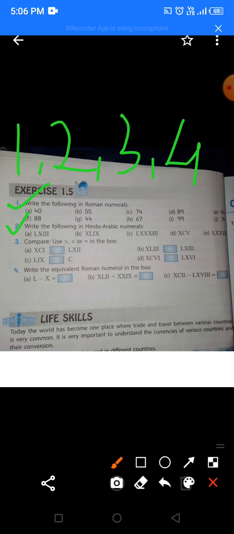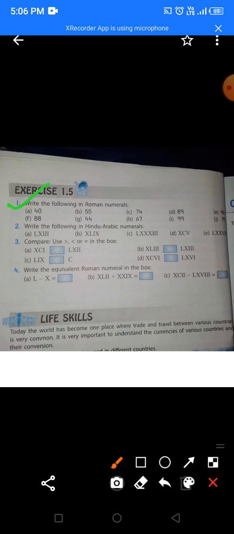Now, children, write the following in the Hindu-Arabic numerals. That means you have to write in Hindu-Arabic numerals. Now, what are Hindu-Arabic numerals? 1, 2, 3. These numbers are Hindu-Arabic numbers. Okay. Now, children, now you have to convert the Roman numbers. See, in the question, these all are Roman numerals. Okay. Now, we will start solving question number 2.